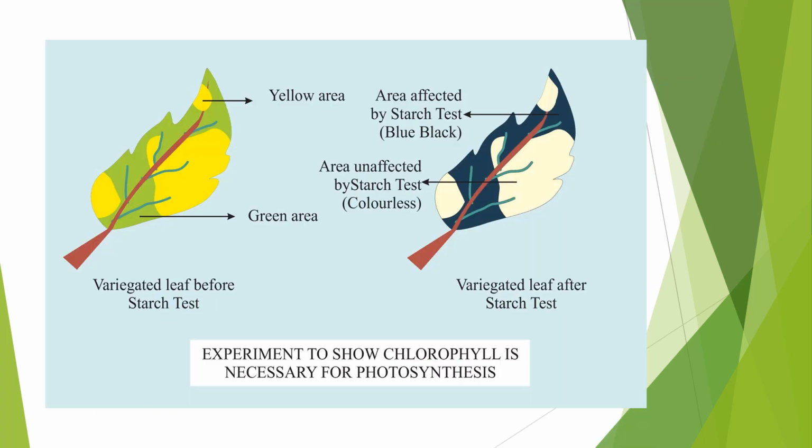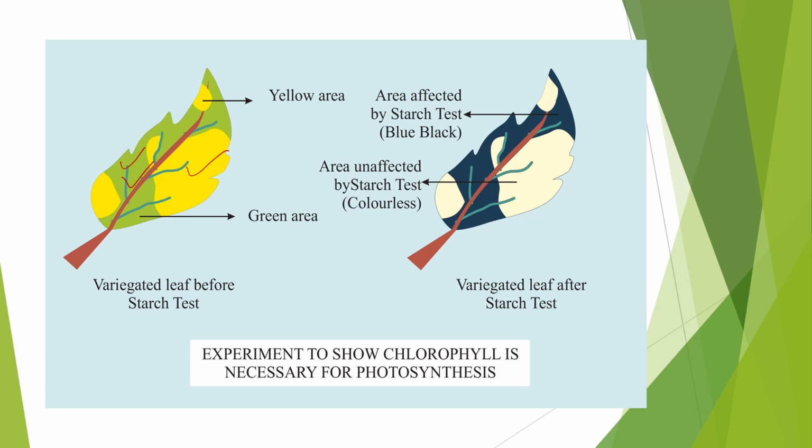So here comes another experiment to show that chlorophyll is necessary for photosynthesis. So what is happening here? Now we have selected a plant with variegated leaves, that is, it is partly green and partly non-green, right? It is a variegated leaf. Now chlorophyll is present in the green portion, whereas it is absent in the non-green part.